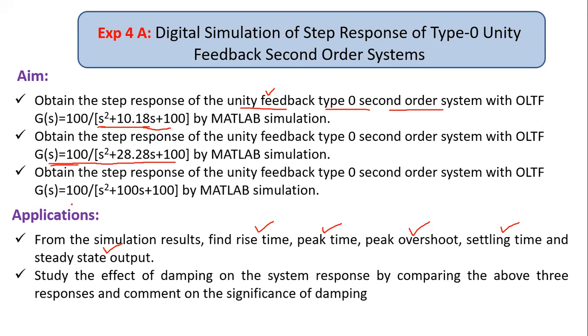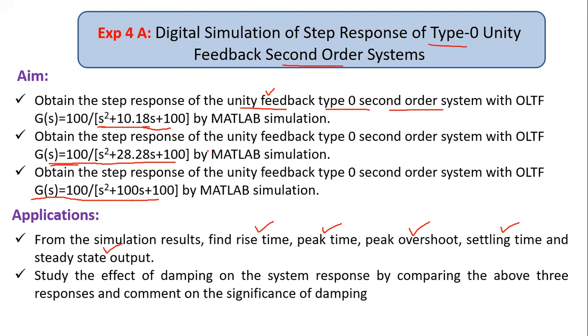The same way, coming to the third case, the open loop transfer function is 100/(s^2 + 100s + 100). If we observe all the three transfer functions, the highest power is 2 in the denominator. So they are second order systems, and in all three cases we are not having any pole at the origin. That means it is a type 0 system. So these are type 0 unity feedback second order systems.